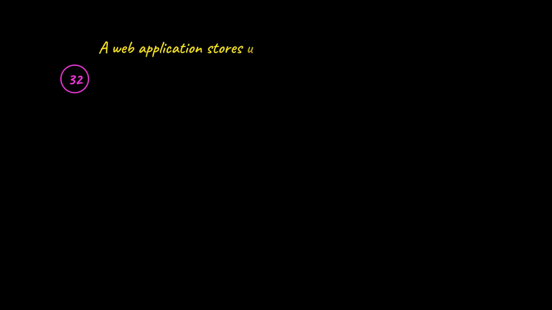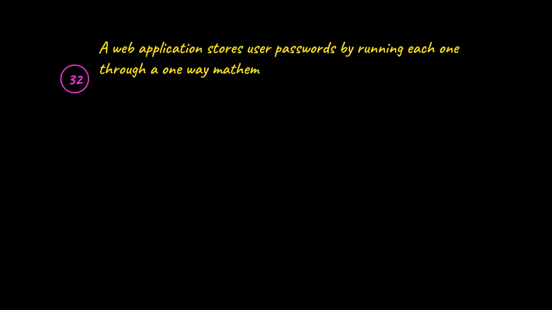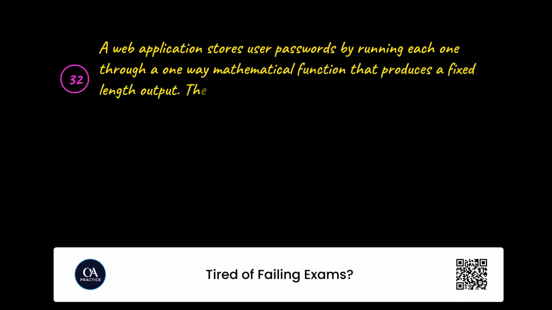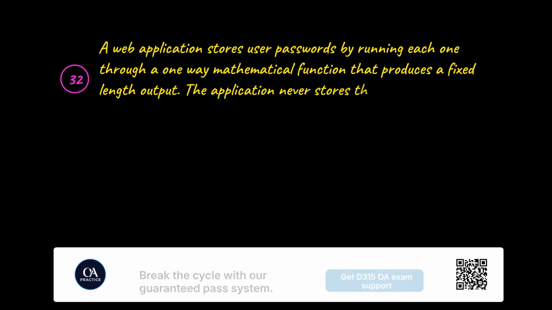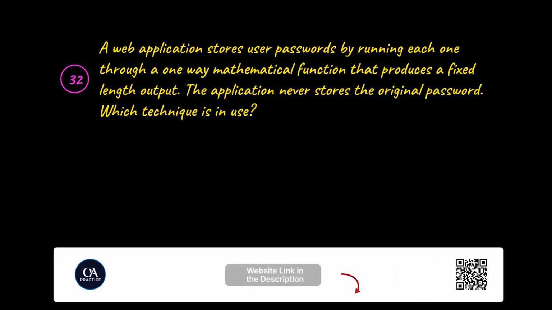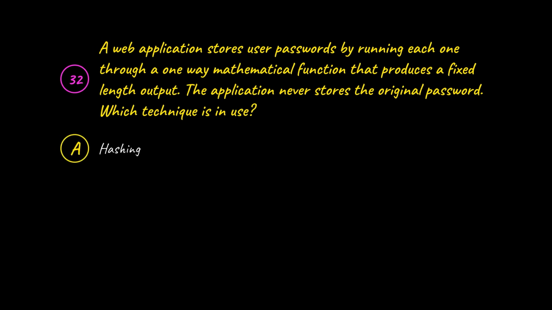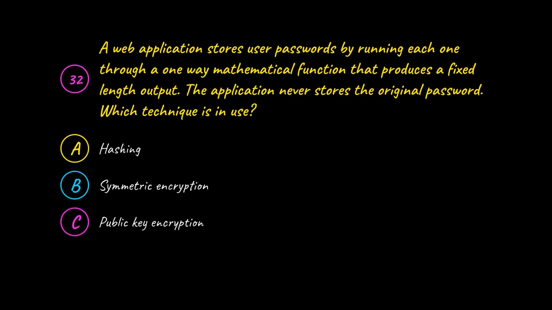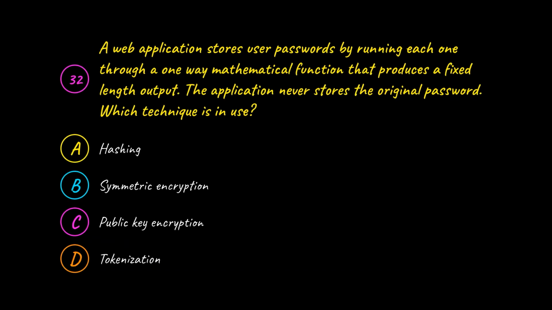Question 32. A web application stores user passwords by running each one through a one-way mathematical function that produces a fixed-length output. The application never stores the original password. Which technique is in use? Your options are A. Hashing, B. Symmetric encryption, C. Public key encryption, D. Tokenization. Got a guess? Lock it in.